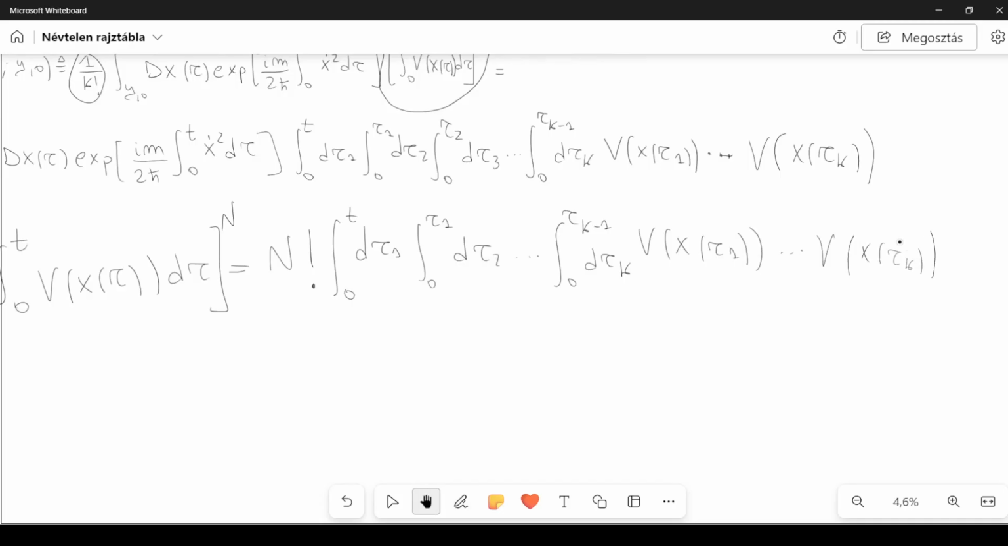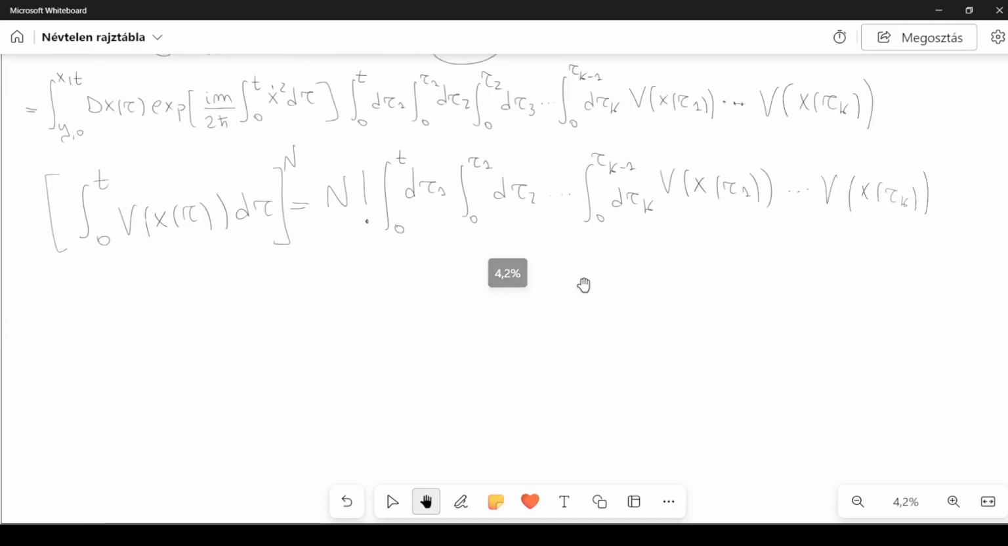So this formula can be proved by induction, but I will give you just a simpler way of understanding this formula. So we will prove it quite intuitively, so it's not a rigorous derivation, but I think that this might allow you to understand a little bit better what's going on, why this is an actual equality.